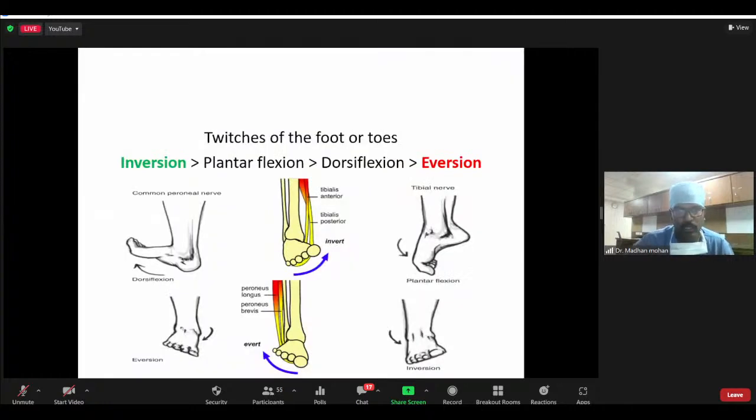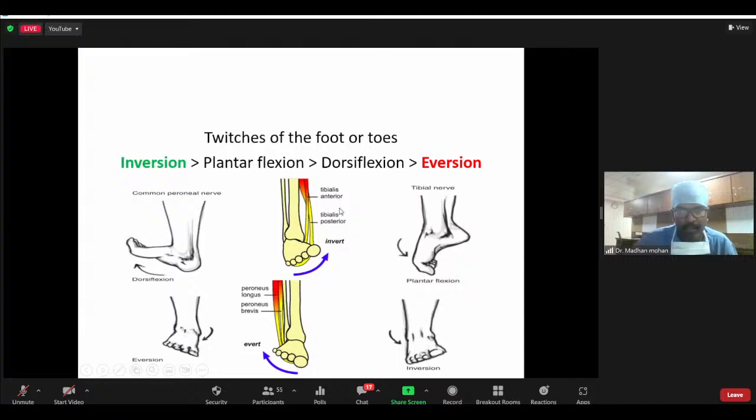Among the twitches of the foot or toes, inversion is the most favored response among these 4 responses, and eversion is the least favored response. Why is it so? For this you have to know what are the muscles causing inversion. As you can see here, inversion is caused by tibialis posterior and tibialis anterior. Tibialis anterior is supplied by the deep peroneal nerve, which is a branch of common peroneal nerve, and tibialis posterior is supplied by the tibial nerve.